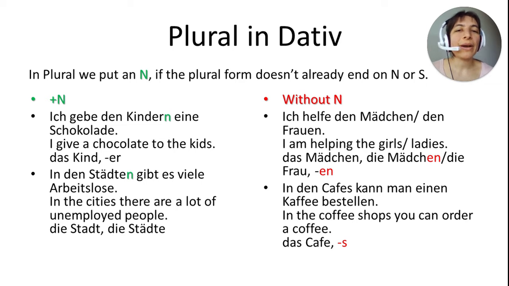Okay, where don't we put this n in plural? When we have plural forms that end on n or s. For example, ich helfe den Mädchen, den Frauen, here no change. In den Cafés kann man einen Kaffee bestellen. Das Café, die Cafés, plural form s, so no change.